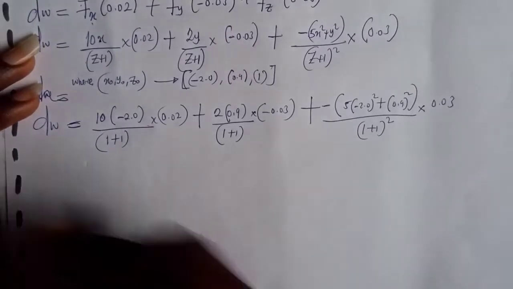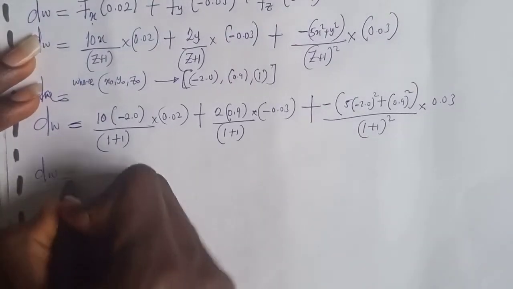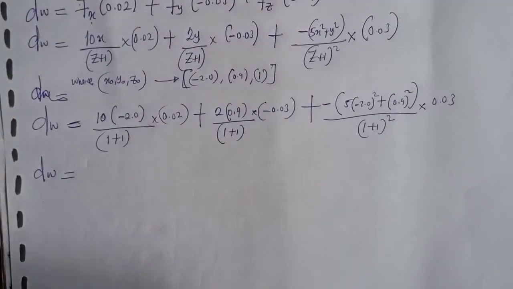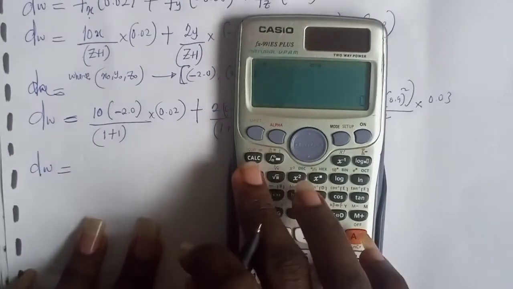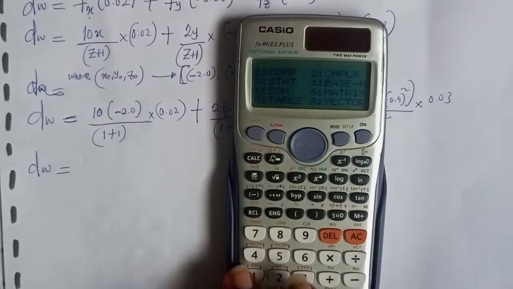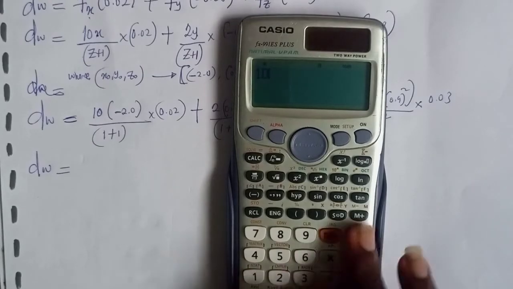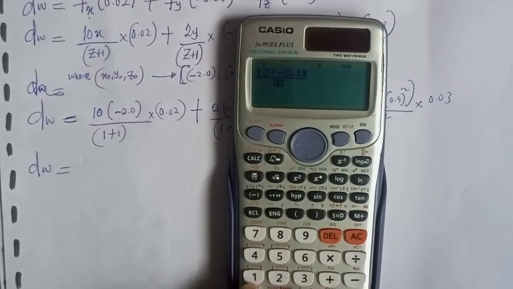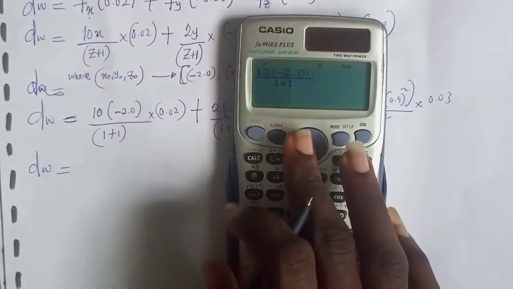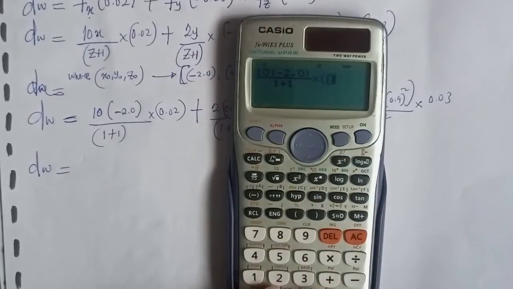So whatever we have to do from here now is to find the W. So I have to press this directly. I have a fraction. So I have 10, sorry, 10 open brackets minus 2.0, then 1 plus 1, times 0.02.